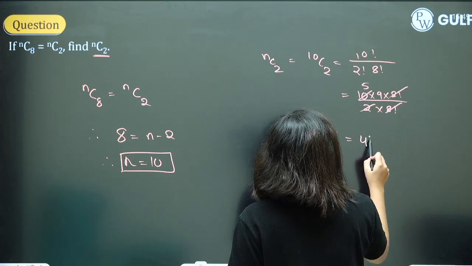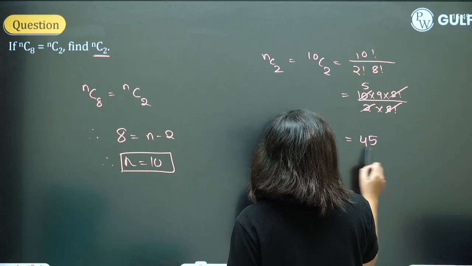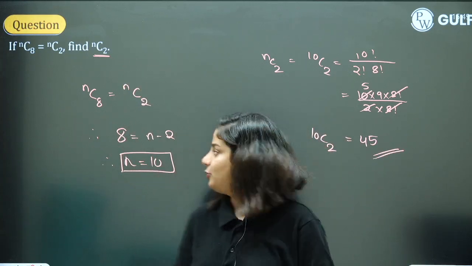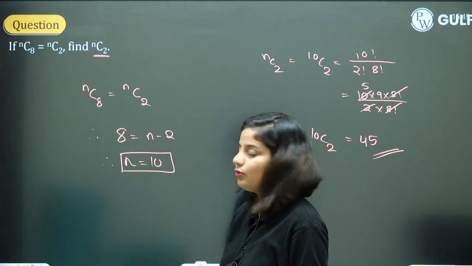9 is the 45. The value of 10C2 or NC2 is 45. Question solved. I hope you all understood how this thing came into picture.